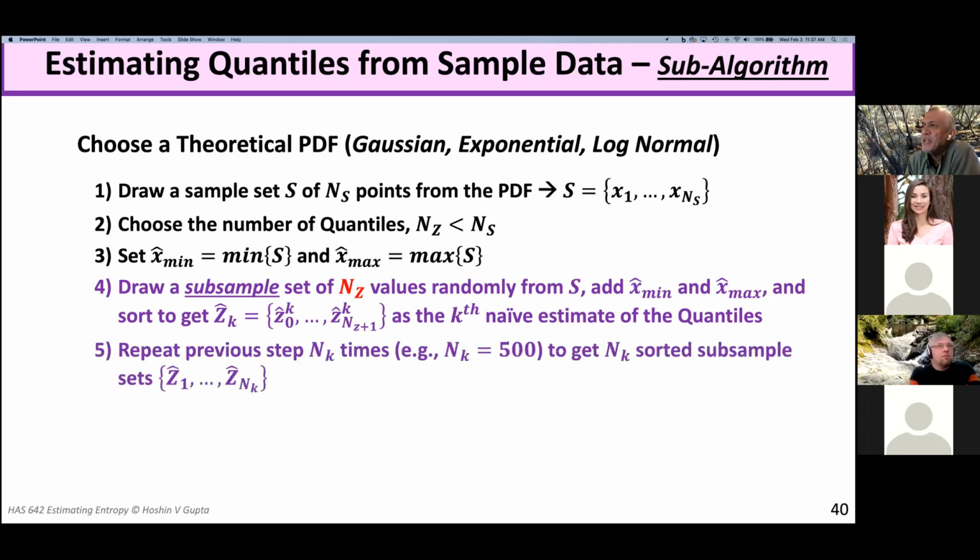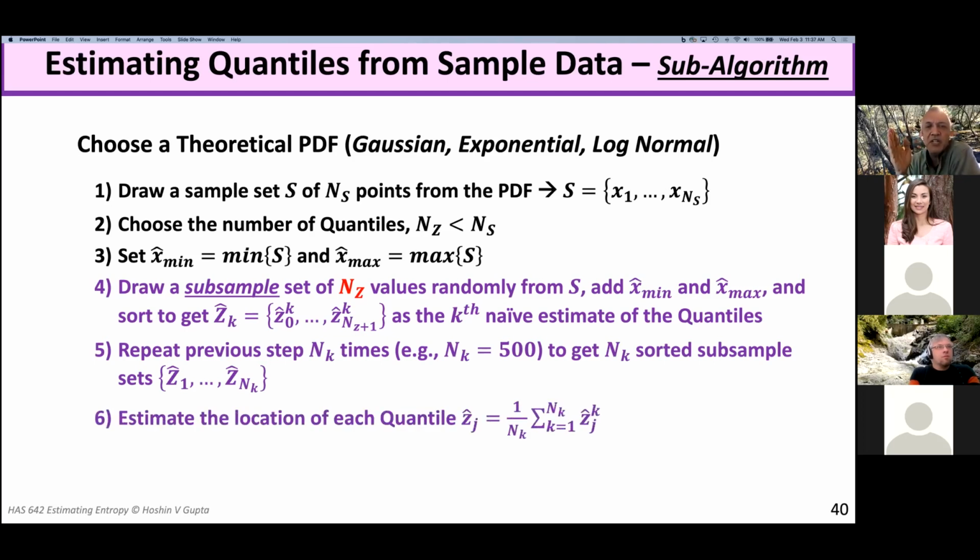Then we repeat that nk times. So 500 times seems to work well. So we get nk sorted subsamples. Take each of these, take the first value in each subsample, put them all together, take the average, and that gives me my estimate of the first quantile. Average the second point, that's the second quantile, and so on and so forth.